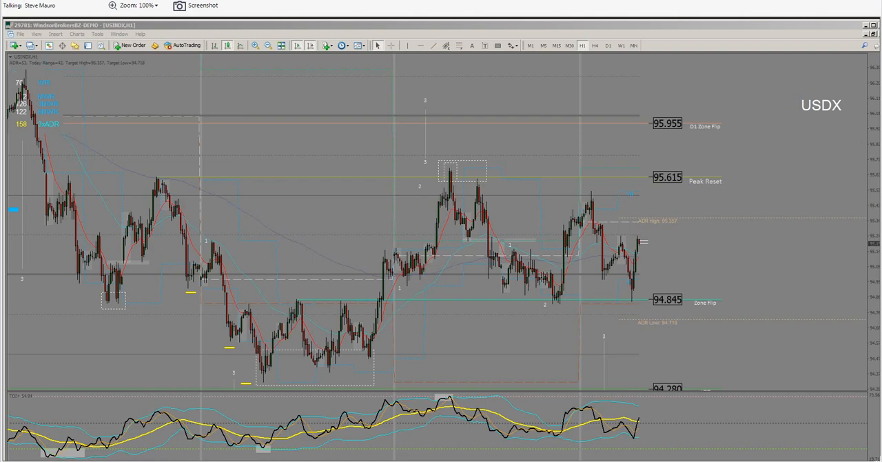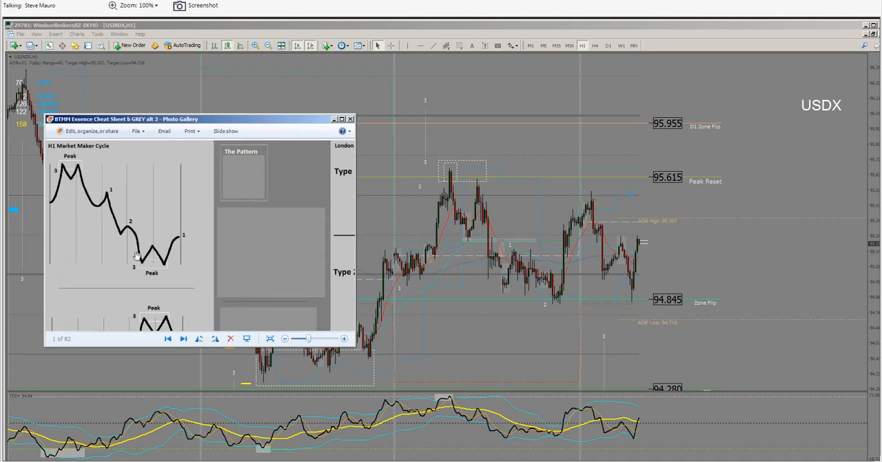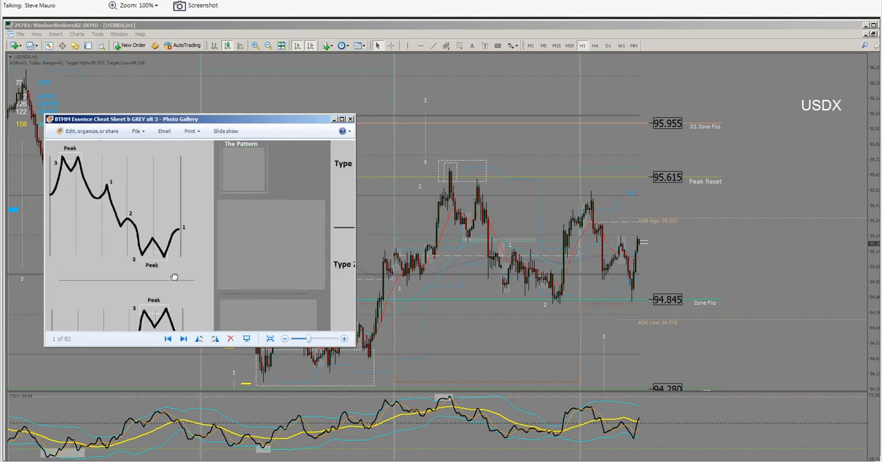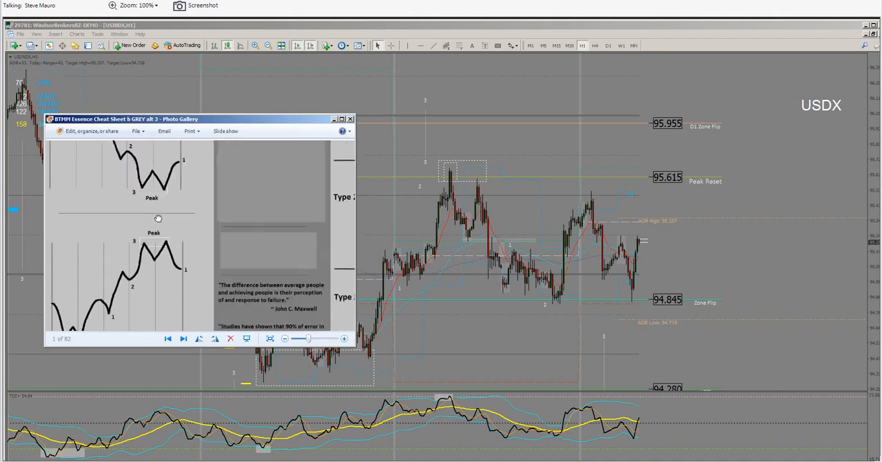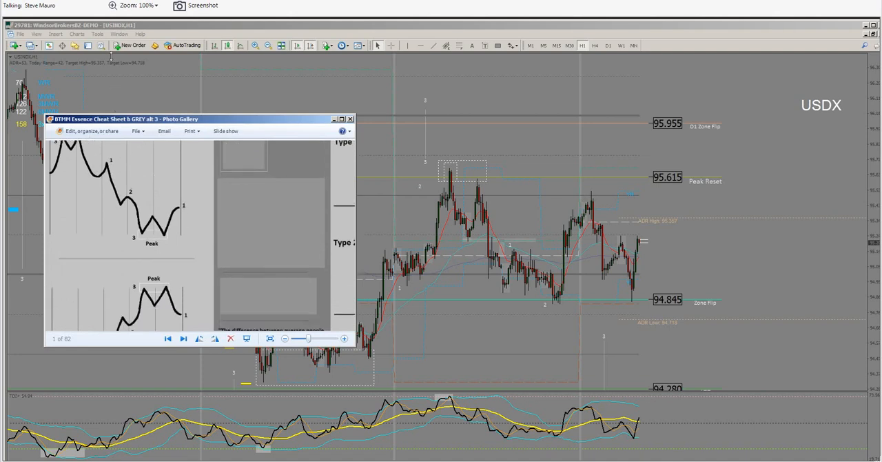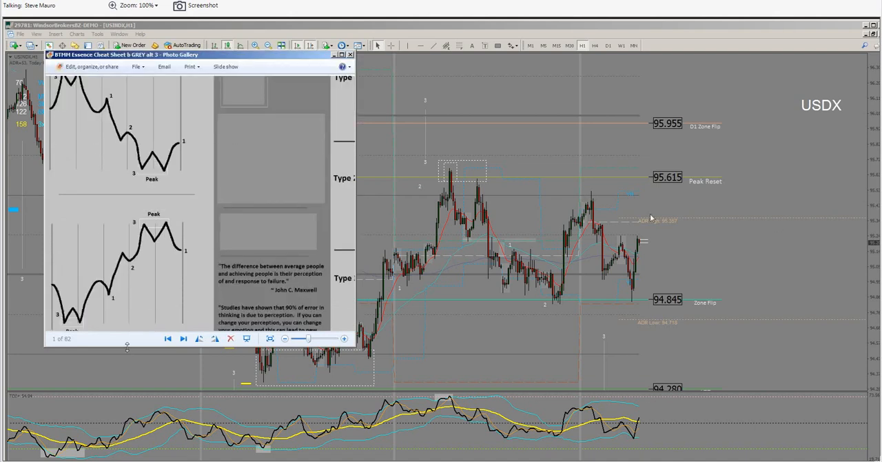Okay, so the US dollar right now, we're not seeing a super clear market maker cycle in the US dollar. A market maker cycle, what are we talking about? We're talking about this 1, 2, 3 down, 1, 2, 3 up, which does take a bit of time to refine in your mind. Sorry to be a poet, but that is basically the truth.